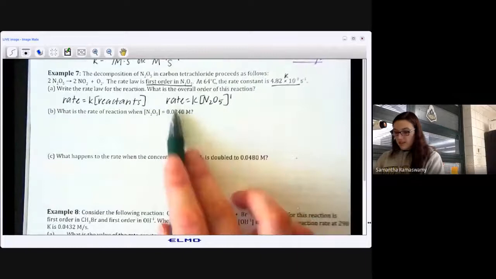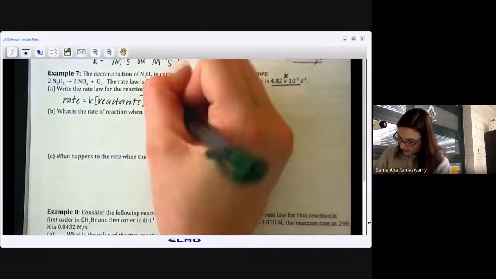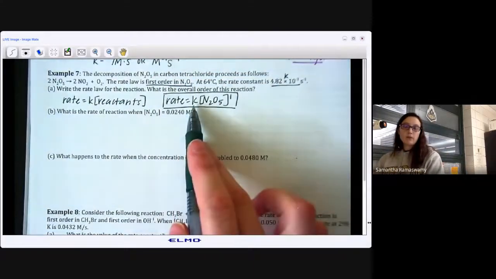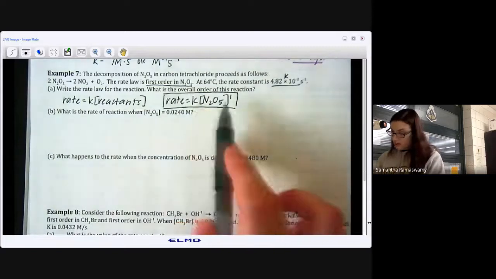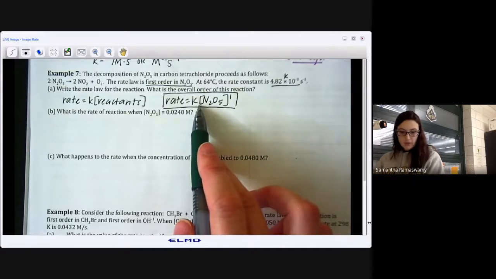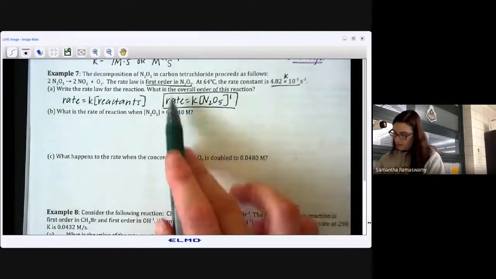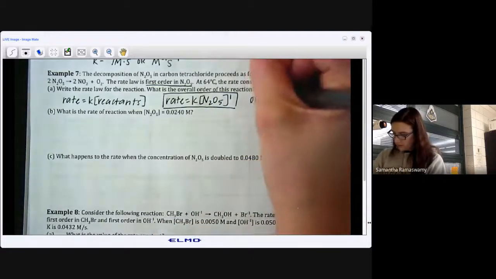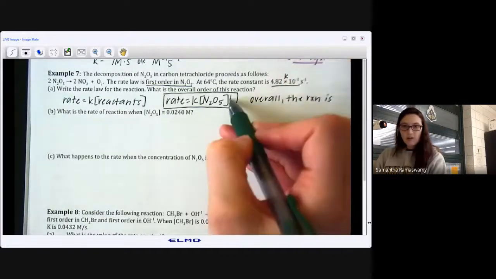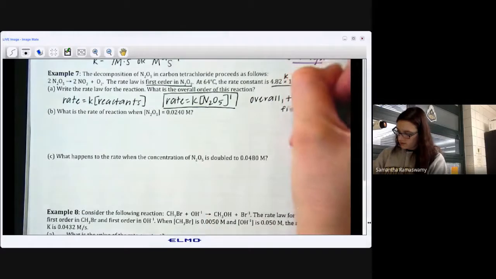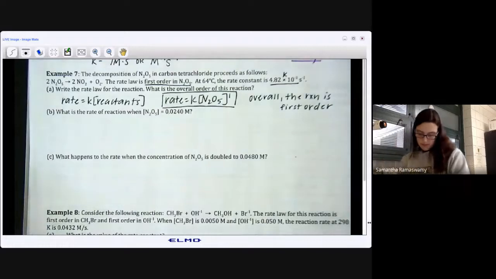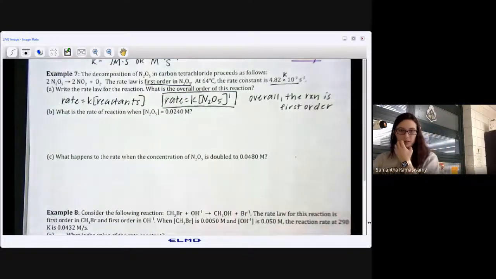So they gave us the information that we need. Here's the rate law. And we could plug in K. We could put 4.82 times 10 to the negative third in here. Or we could just leave it like this. Then it asks for the overall order. What is the overall order of reaction? Overall, we only have one exponent here. So overall, the reaction is first order.